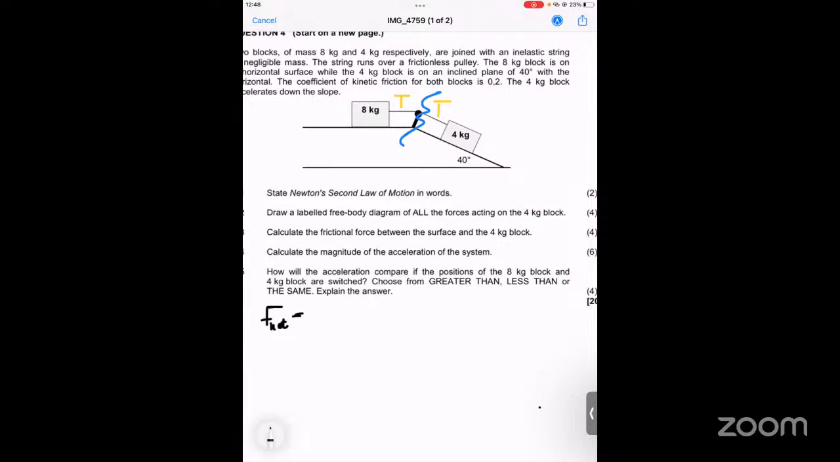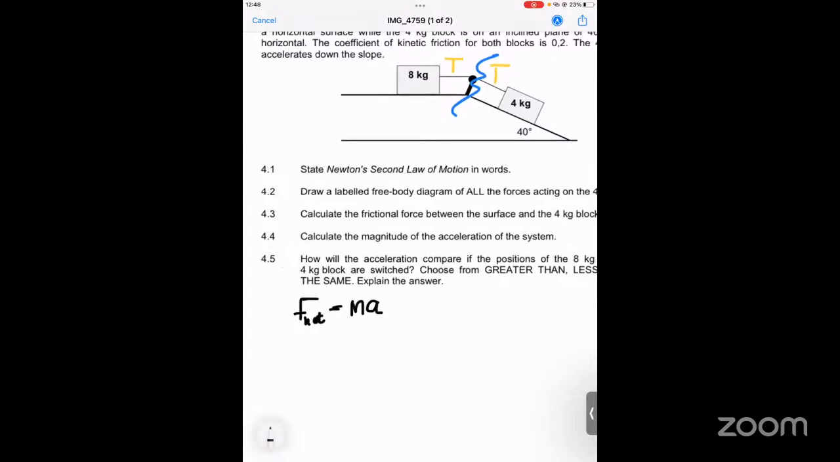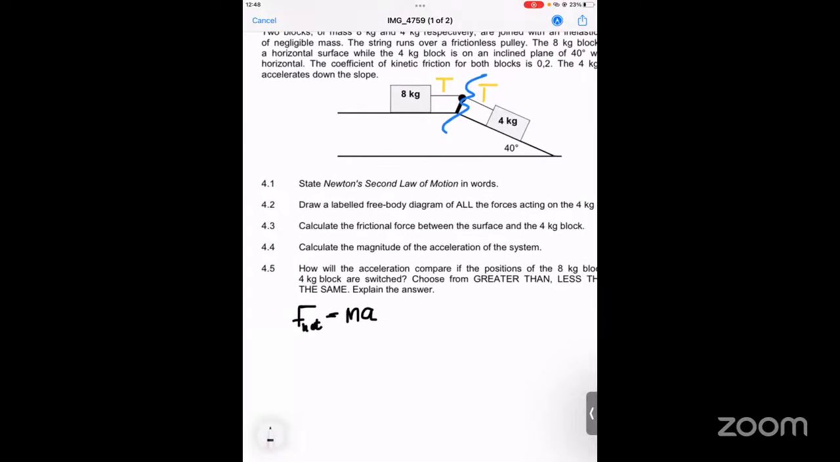F net on the 8 kg is equal to ma. So what will be F net on the 8 kg? We will have tension, obviously, tension towards the right on the 8 kg. On that one, it's in that direction. Do you agree? Yes, sir. So that means F net on the 8 kg, we just have the tension minus the frictional force, and that is equal to ma.